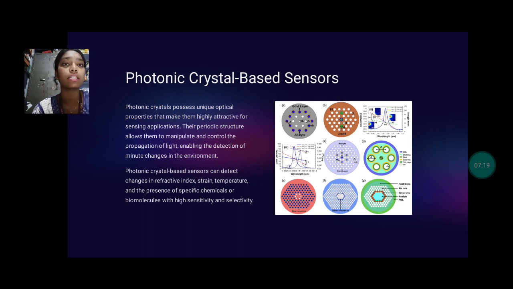Photonic crystal based sensors. Photonic crystals possess unique optical properties that make them highly attractive for sensing applications. These periodic structures allow them to manipulate and control the propagation of light, enabling the detection of minute changes in the environment. Photonic crystal based sensors can detect changes in refractive index, strain, temperature, and the presence of specific chemicals and biochemicals with high sensitivity and selectivity.